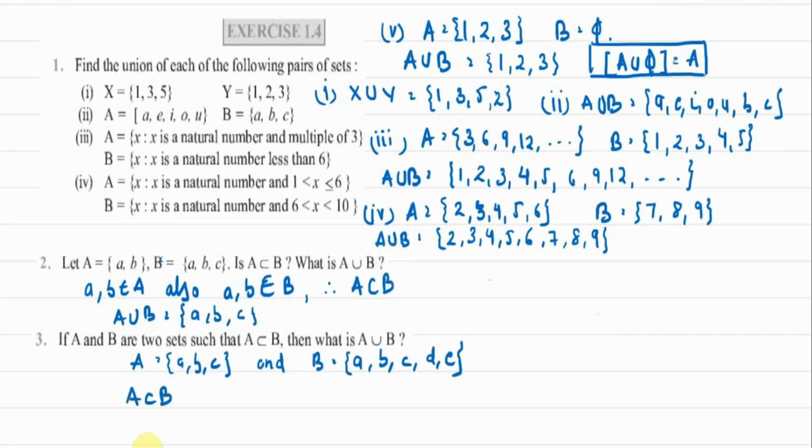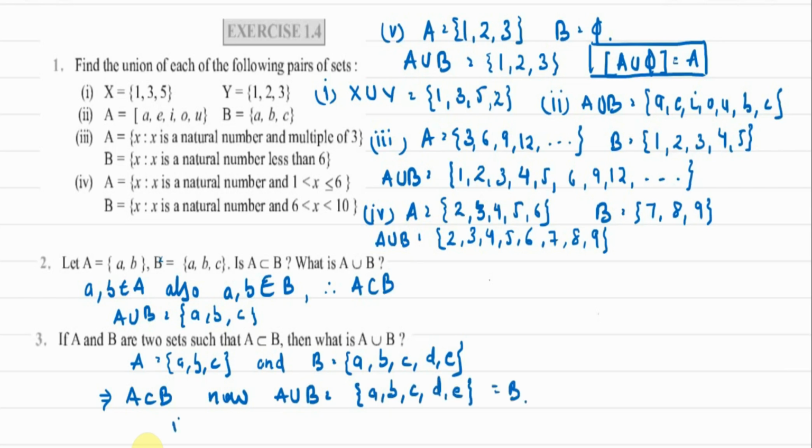Why? Because all the elements of A are contained in B. So I can write A is a subset of B. Now, if I'm evaluating A union B, A union B will be A, B, C. Now the elements of set B are A, B, C, which we have already written. Remaining elements are D, comma E. So A union B, we get it as equal to set B.